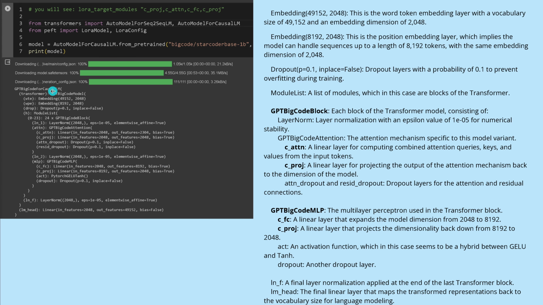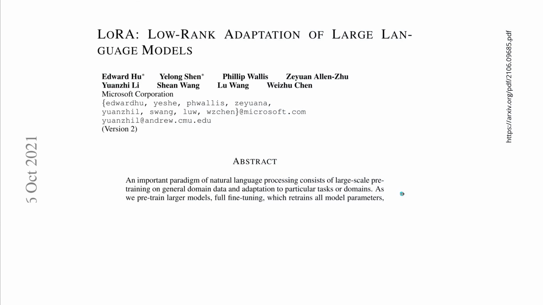For Ben, if you just see this for the first time, no problem. Or any viewer says, oh, this looks beautiful, what exactly is this? I tried to write a short summary for every layer. If you look at the BigCode block, we have the layer normalization, and then the C attention, a linear layer for computing combined attention keys, query keys, and the values from the input token. And the projection is a linear layer for projecting the output of the attention mechanism back to the dimension of the original model, and the dropout layers. And if you notice, beautiful. If not, here is the short explanation for you.